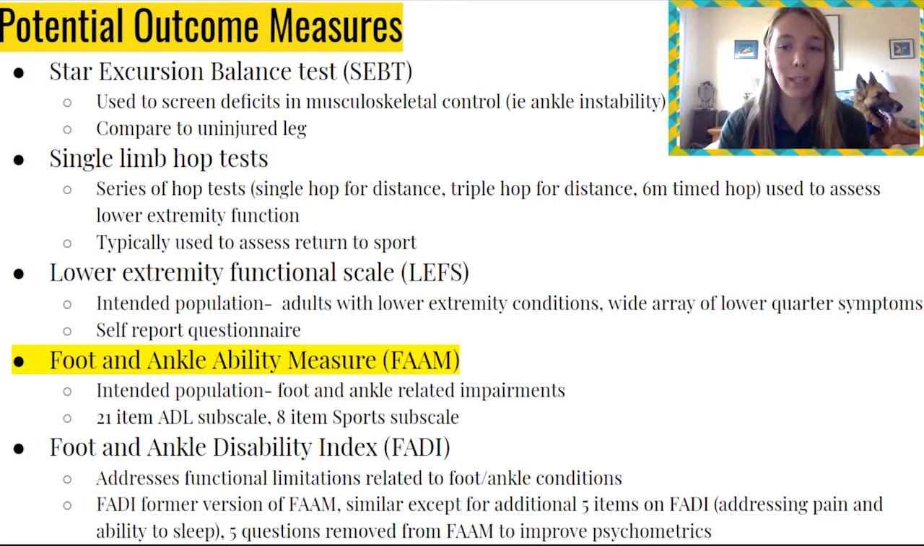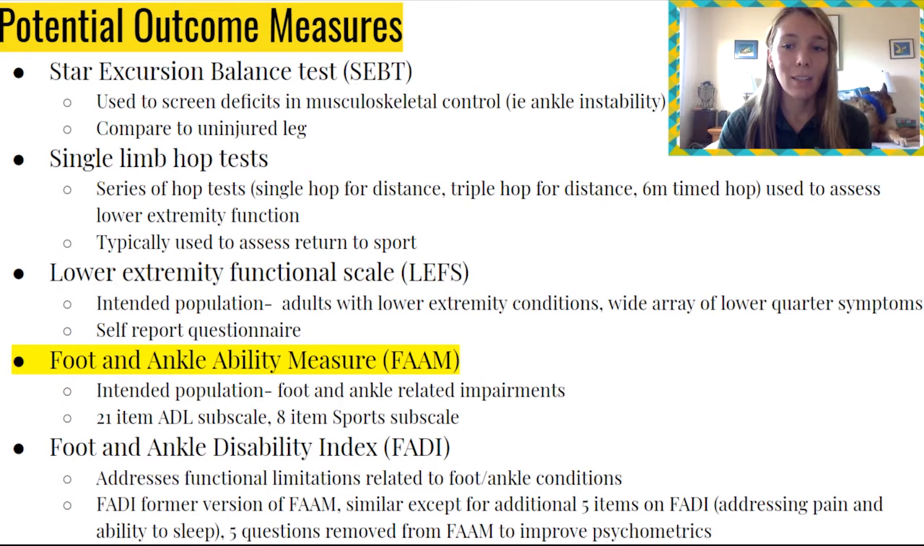The intended population of the FAAM are patients with foot and ankle related impairments. The FAAM has 2 subscales, the first being an ADL subscale with 21 items and a sports subscale with 8 items. We also noted that it was important to include the Foot and Ankle Disability Index, called the FADI.